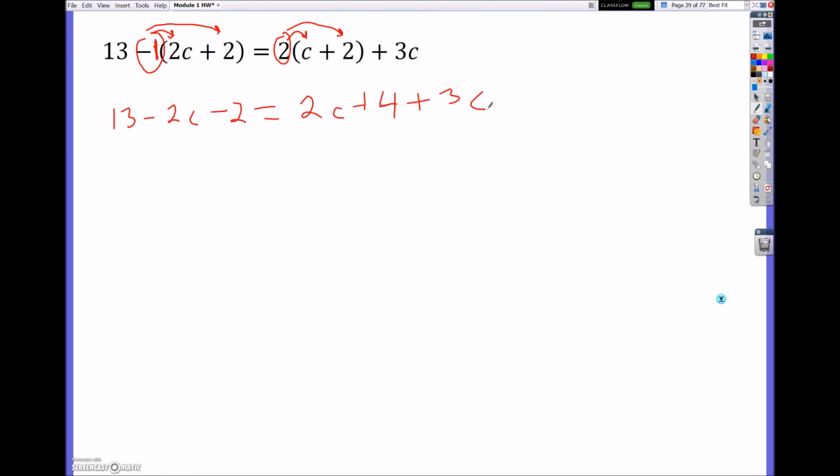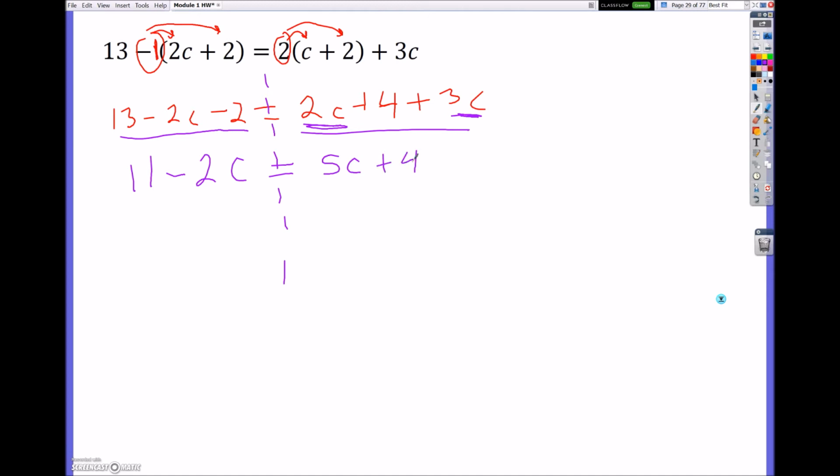plus 3c. Now, same idea. We want to look on the left and the right side of the equal sign. There's kind of like a little divide right here. And I want to see if there's anything I can combine on the left side. So I have 13 minus 2c minus 2. I can combine the 13 minus 2, which is 11, minus 2c. Equals, now let's see if there's anything I can combine over here, which I can. It's the 2c and the 3c. So that's 5c plus 4. So what we're going to do now is add 2c on both sides.